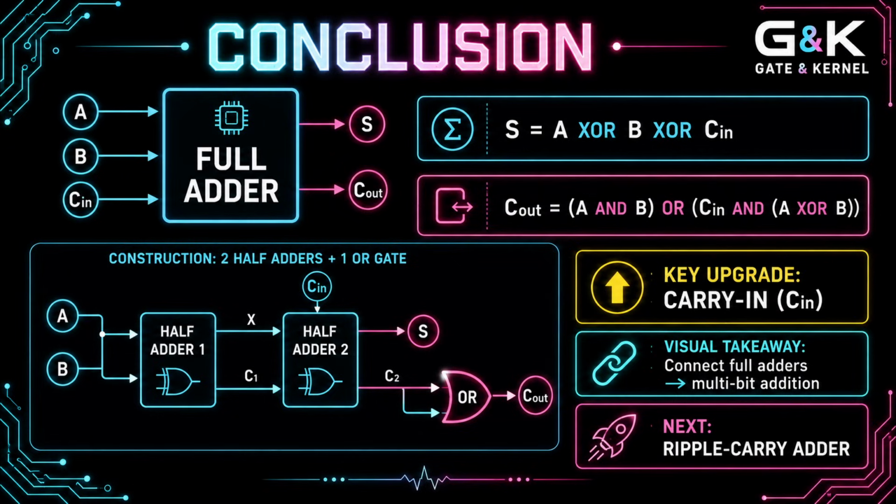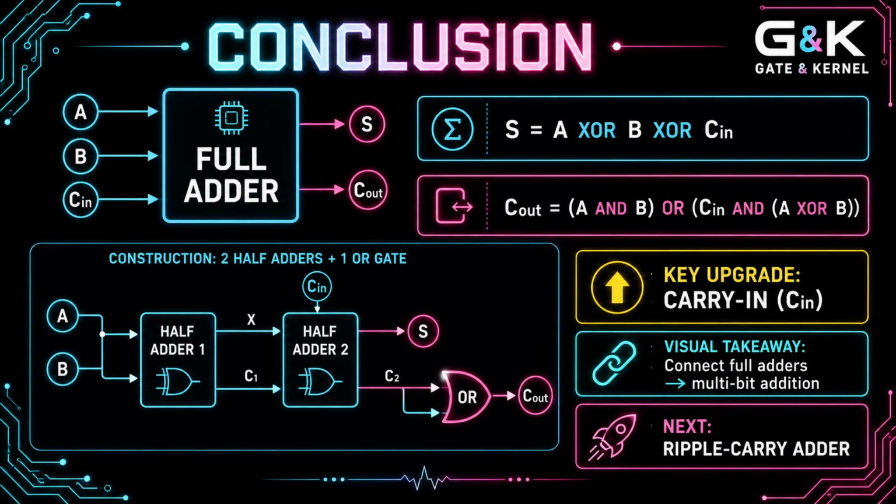Conclusion. A full adder is a digital circuit that adds three 1-bit inputs, A, B, and Cin. It produces two outputs, sum and carryout. The sum is S equals A XOR B XOR Cin. The carryout can be expressed as A AND B, OR Cin AND (A XOR B). A straightforward full adder can be built from two half adders and one OR gate.